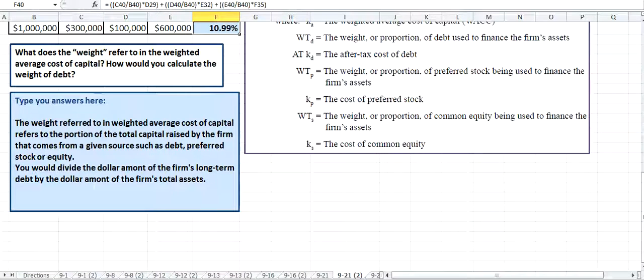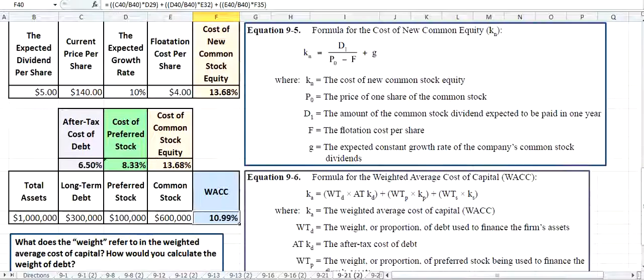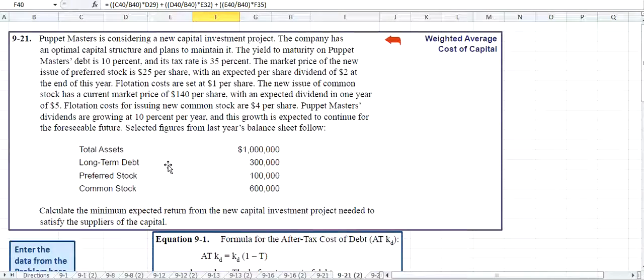So make sure you put your answer in here so that I know that you understand what we're talking about when we talk about the weighted average cost of capital. Okay, that's problem 921.